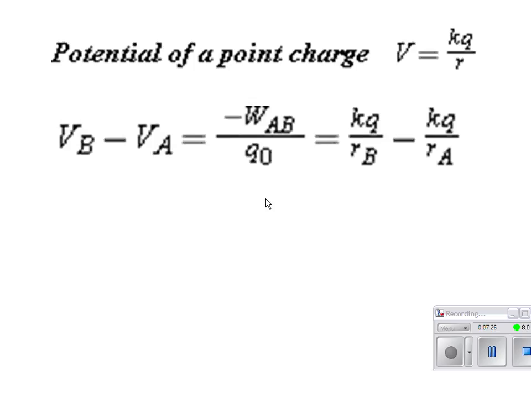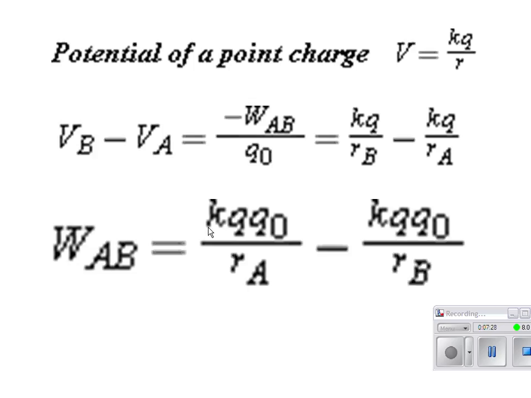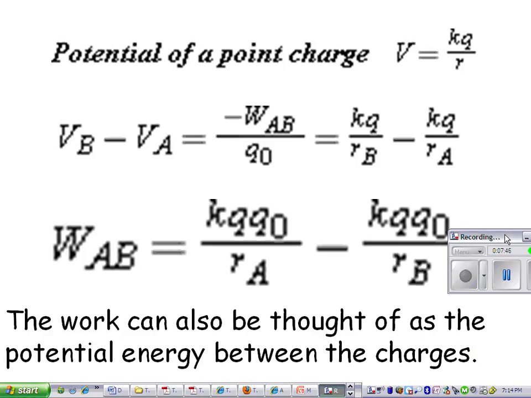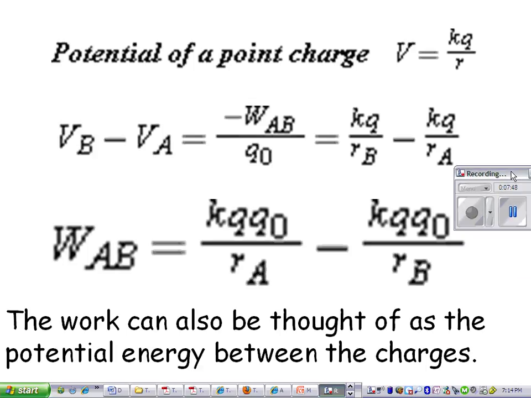our potential difference, and we multiply through by Q sub naught, we can rearrange this to be: work done to move a charged particle is equal to KQQ over R minus KQQ all over R. That work can also be thought of as the potential energy between the charges. So this work will equal a change in potential energy. So this KQQ over R is the potential energy equation for point charges.